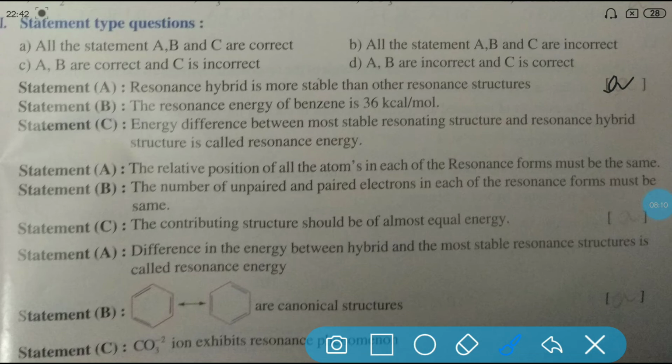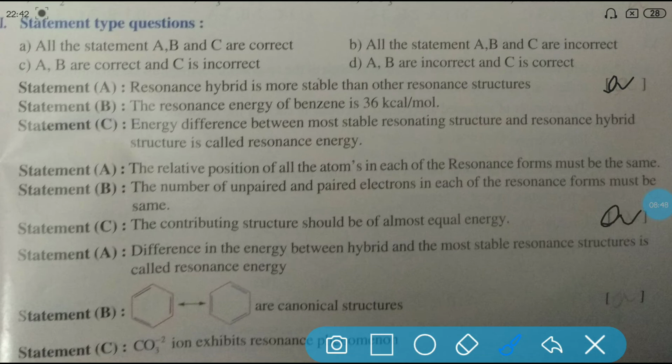Okay. Seventh question. Statement A: The relative position of all atoms in each of the resonance forms must be the same. Yeah, already I told, relative position must be the same. Now, statement B: The number of unpaired and paired electrons in each of the resonance forms must be the same. See, the same statements are repeated from the fourth question. That is a true statement. Statement C: The contributing structure should be of almost equal energy. See, fourth question, D statement, same it is. It's also correct. So again, we are going to have option A here.